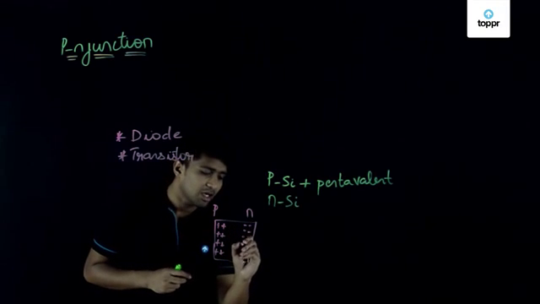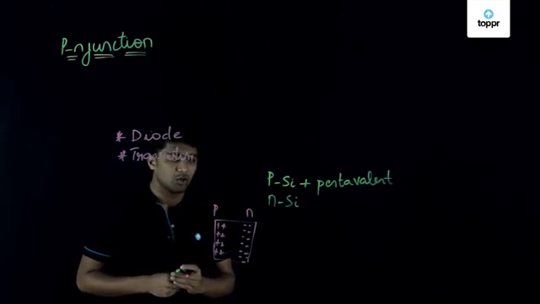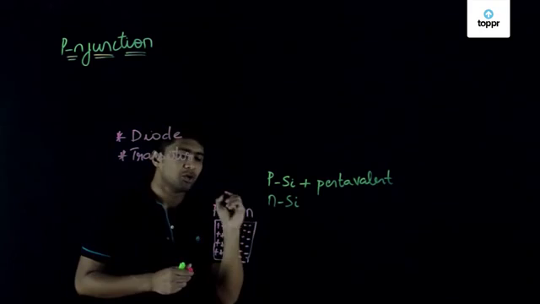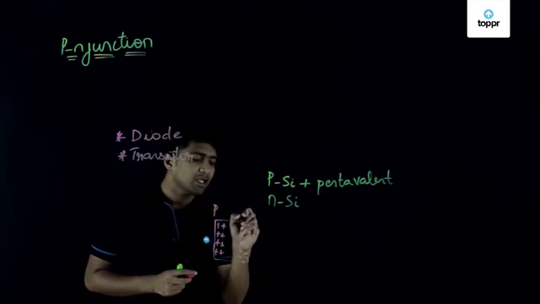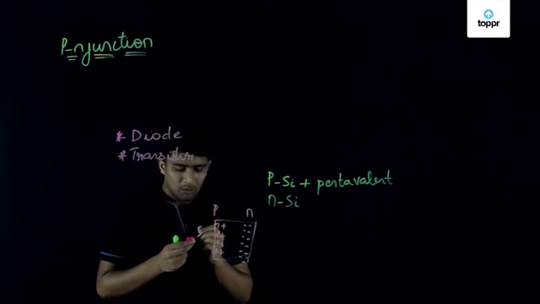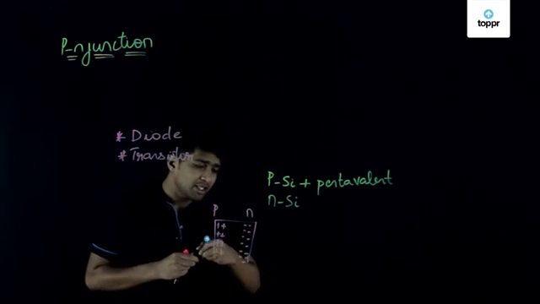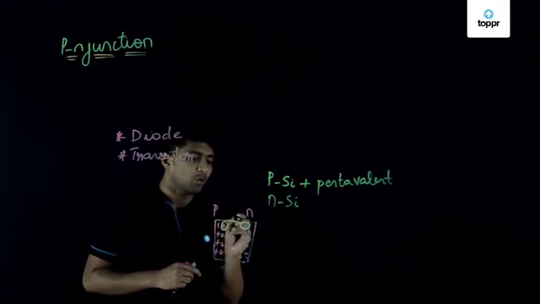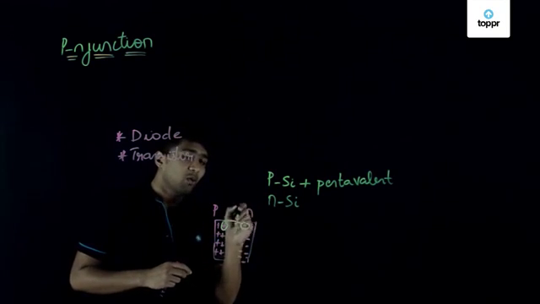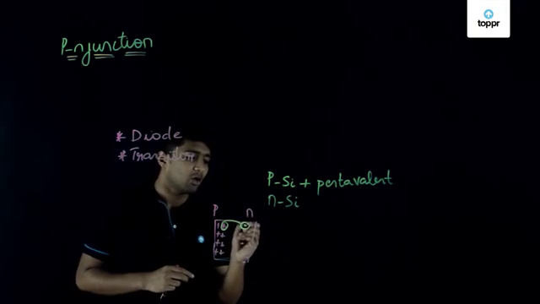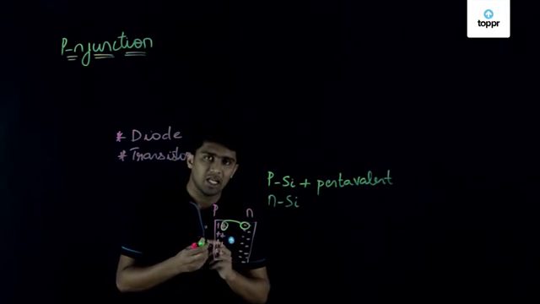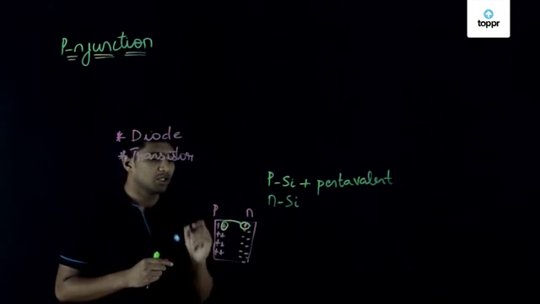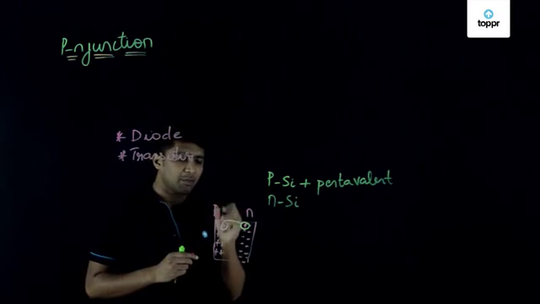So when positive and negative charges are close to each other, what will happen? The positive charge will have a tendency to move to the negative side, and the negative charge will have a tendency to move to the positive side. So when the negative charge, the electron, jumps to the positive side, it leaves behind an ionized donor atom which is immobile, with a positive charge. So a positive charge will be there once it has moved to this side, and the same thing will happen on the p side as well.